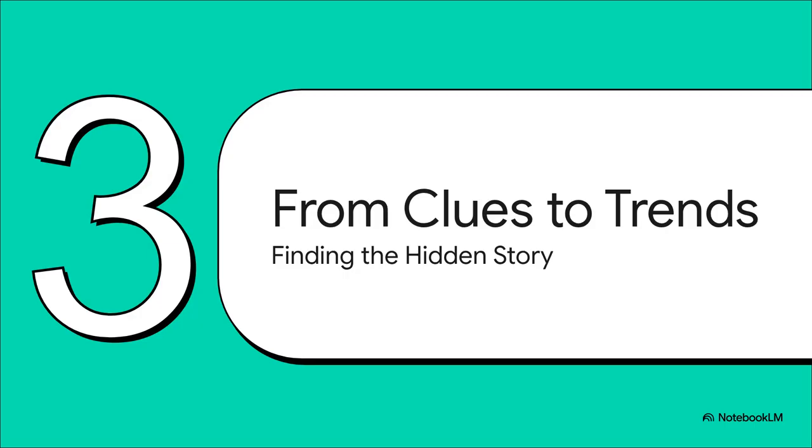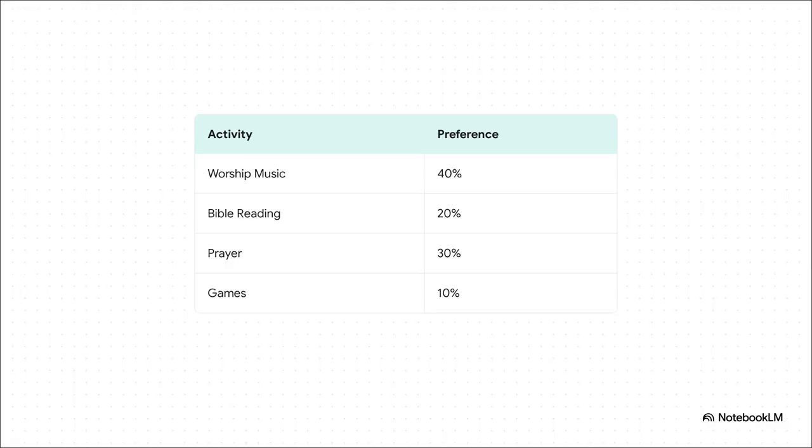And this is so important. These visual clues, these shapes and patterns, are what help us spot the trends. This is how we go from just saying, hey, that bar is tall, to understanding what it actually means. All right, let's put this to the test with another scenario. Here we have some survey data about favorite activities. And here we go again, back to a boring old list. Worship music is at 40%, Bible reading at 20%, prayer at 30%, and games are down at 10%.